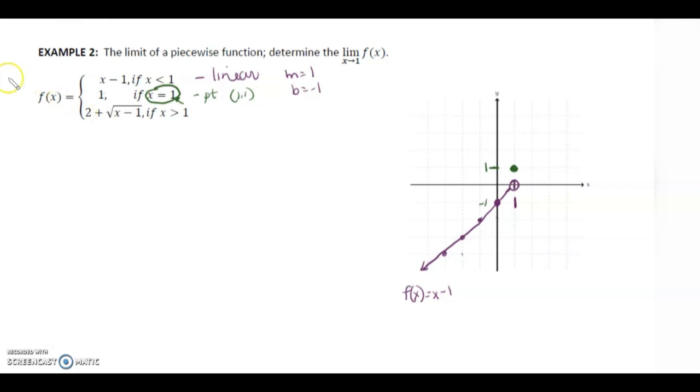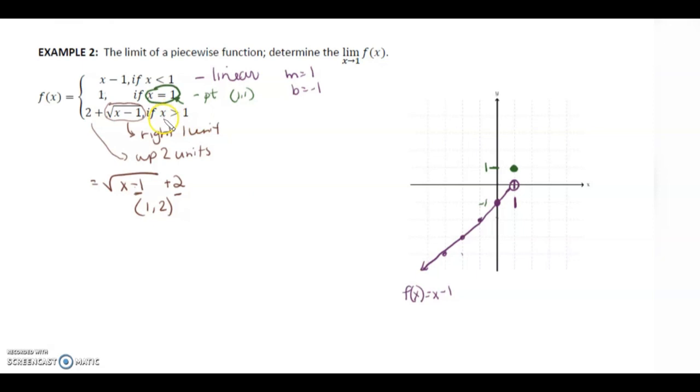Okay, and now the third piece of this piecewise function. We have a radical function, and all this is saying is right 1 unit. This is saying up 2 units, right? So if we rewrote this as x minus 1 and then plus 2, what we'd have is the point 1 comma 2. And we can read that.